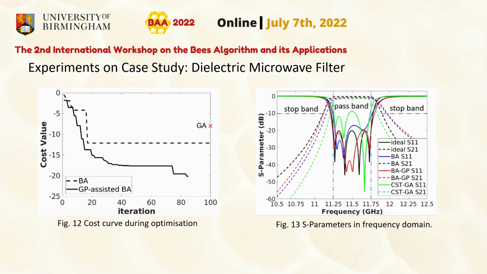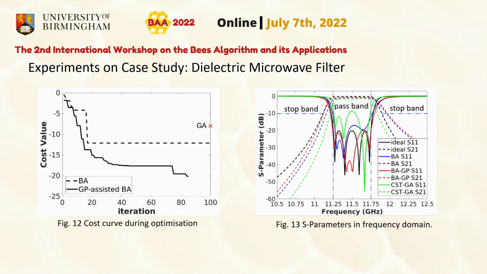Figure 12 shows the cost curve during the optimization process. The genetic algorithm provided by CST software is not able to generate a good solution. The cost value remains very high. The standard BA optimizes the cost value, but it is difficult to fulfill the specification that the cost value should be less than -20. The GP-assisted BA addresses data efficiency and reduces the cost to -20 using 84 cycles.